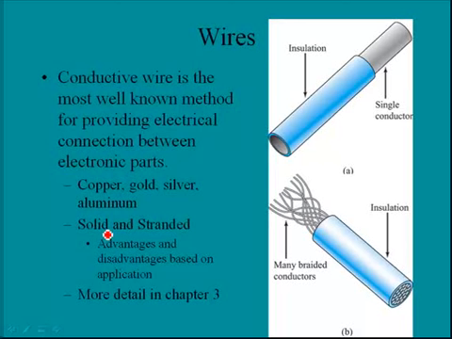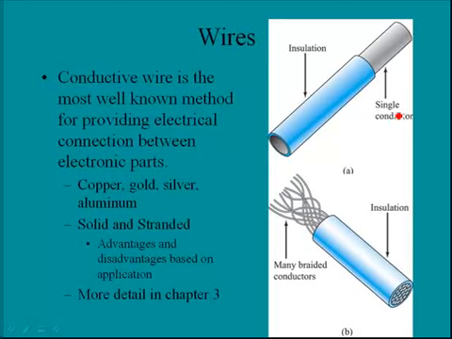Conductive wire is the most well-known method for providing electrical connection between electronic parts. Conductive wire is usually made of either copper, gold, silver, or aluminum. These are all highly conductive substances. And the wire is usually solid or stranded. And here we have a picture of a solid strand.